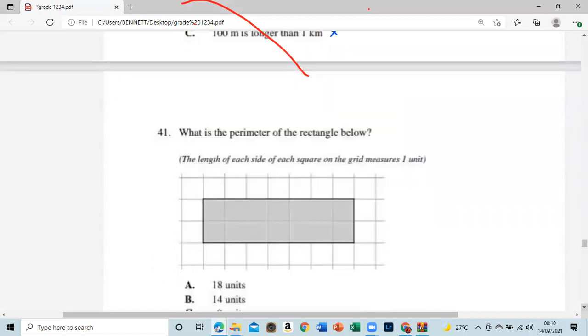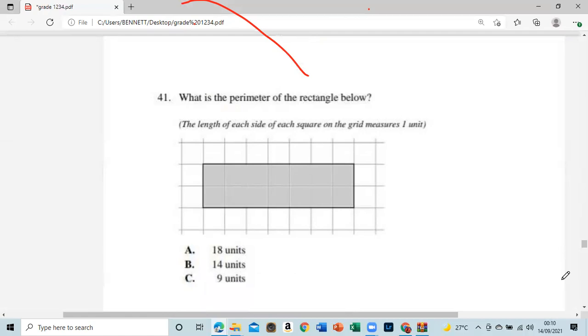What is the perimeter of the rectangle below? The length of each square on a grid measures 1 unit. So guys, what does perimeter mean? Everybody has to know that. Remember, perimeter is the total distance around.